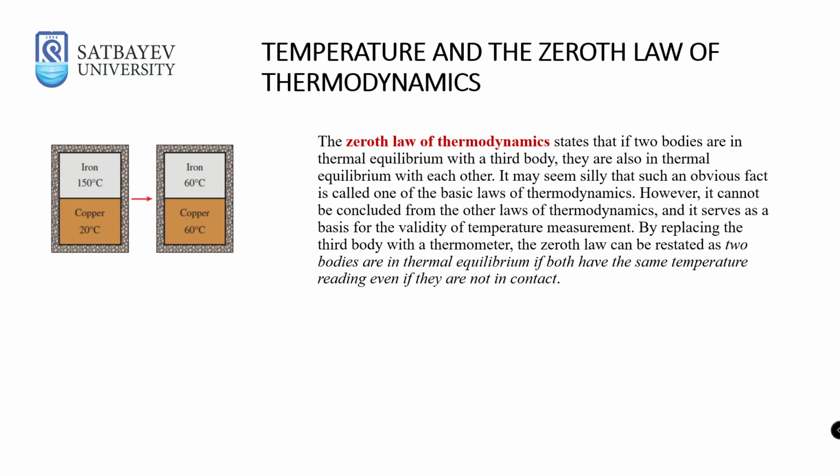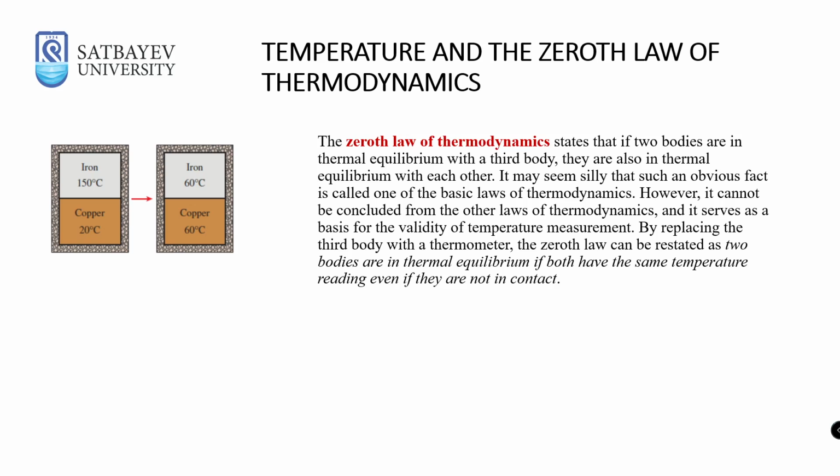The zeroth law of thermodynamics states that if two bodies are in thermal equilibrium with a third body, they are also in thermal equilibrium with each other. Well, it's logical and pretty simple. Imagine that you have iron, copper, and some other type of metal at three different temperatures. The first two eventually will have the same temperature, will reach thermal equilibrium, and the third one will reach thermal equilibrium after some time, which means that the zeroth law of thermodynamics works.